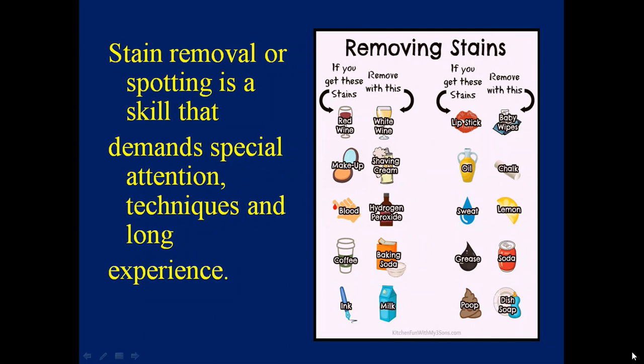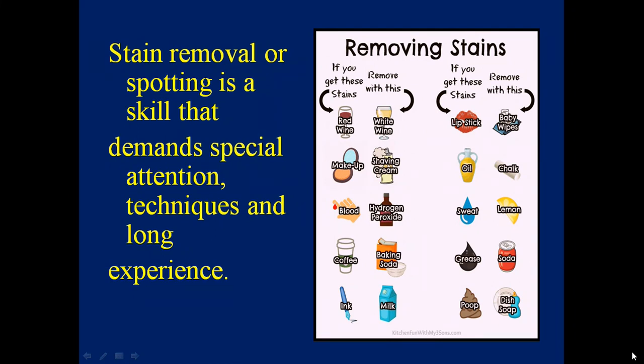You can see the picture. The example has been given of how to remove the various stains. If you get these stains, remove them with the various chemicals or the alternatives which have been given here. As far as red wine is concerned, you can use white wine, then for makeup you can use shaving cream, and if you want to remove the blood stain, you can use hydrogen peroxide.